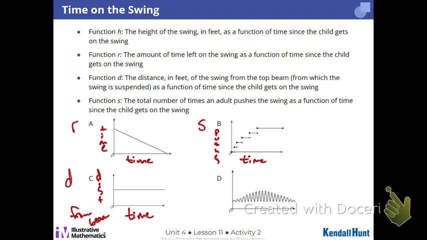And then graph D must be what then? It has to be H. It's the only one left. And this is how it's going up and down, up and down. So time is still along my x-axis. What is my y-axis? Height of swing. Yeah, height. Okay. So there it is.